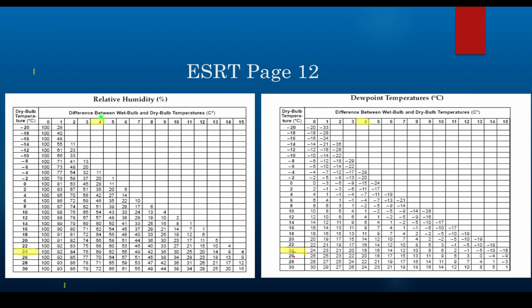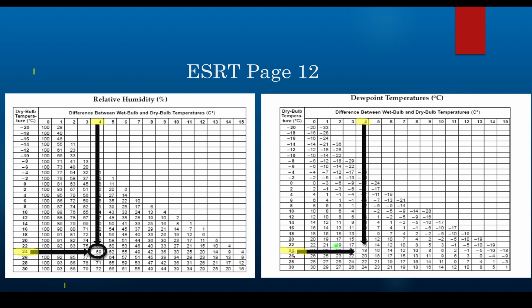I have highlighted here, we said the difference is 4 in both cases. The dry bulb temperature is 24, and what you do is find where they match. Follow dry bulb over and the difference down, which means that the relative humidity is 69%. The dew point temperature is 18 degrees Celsius.